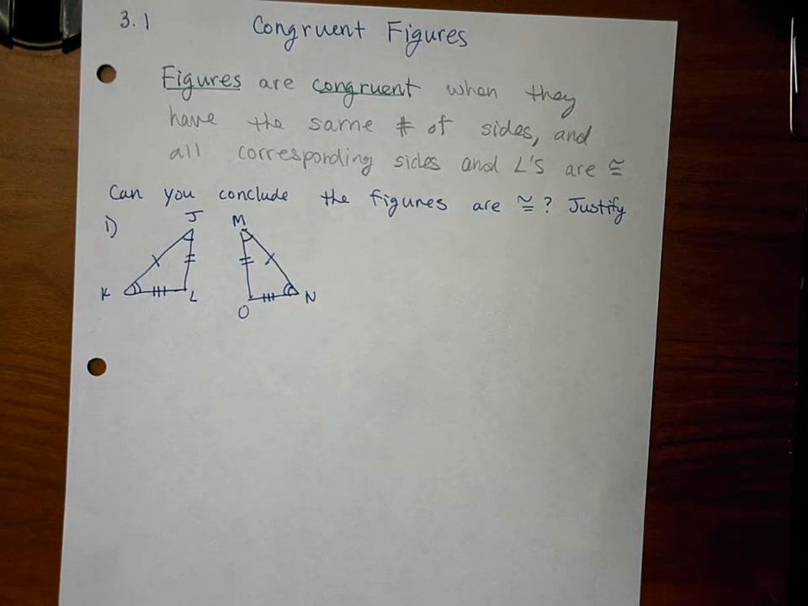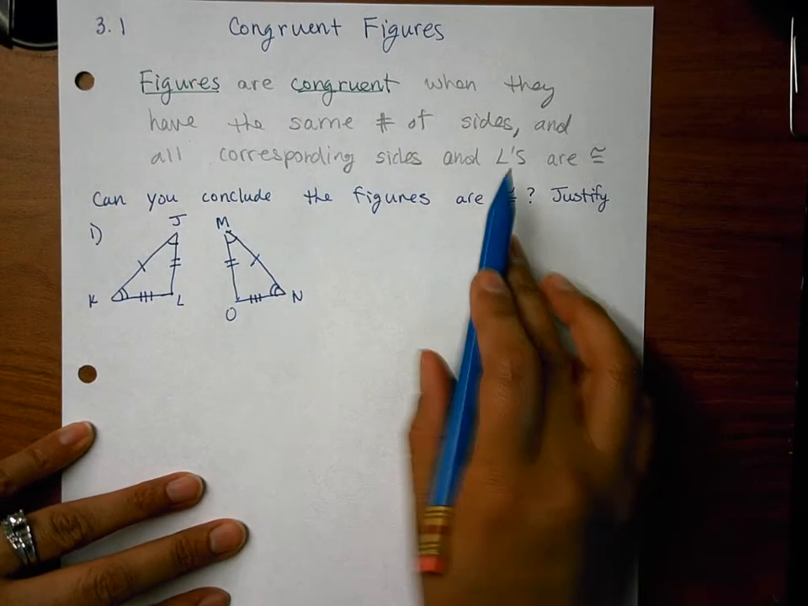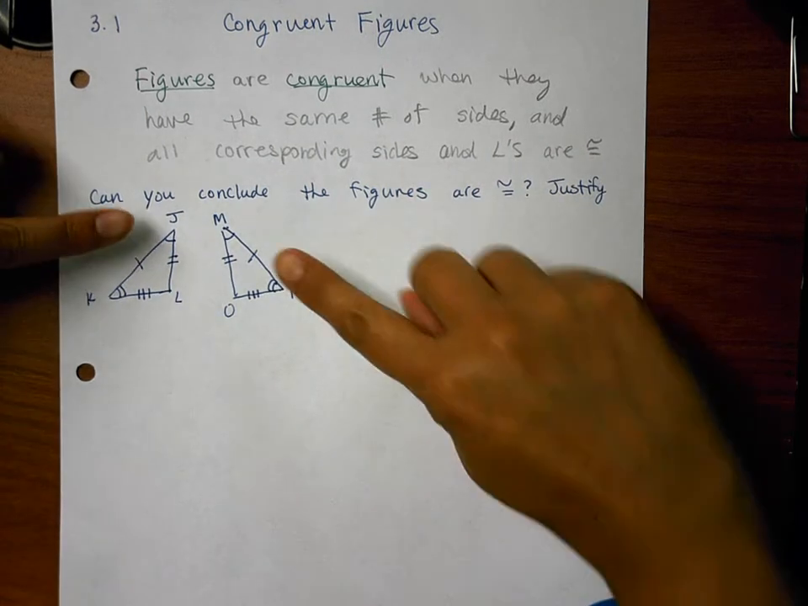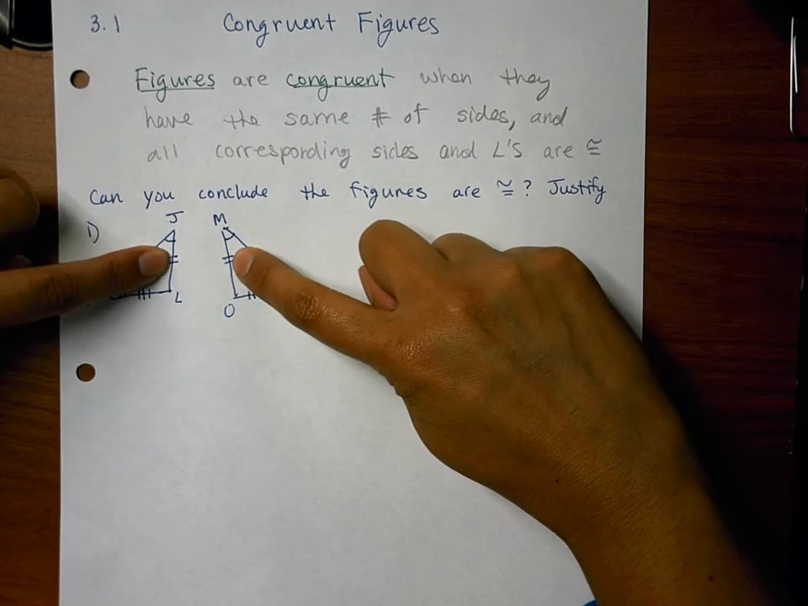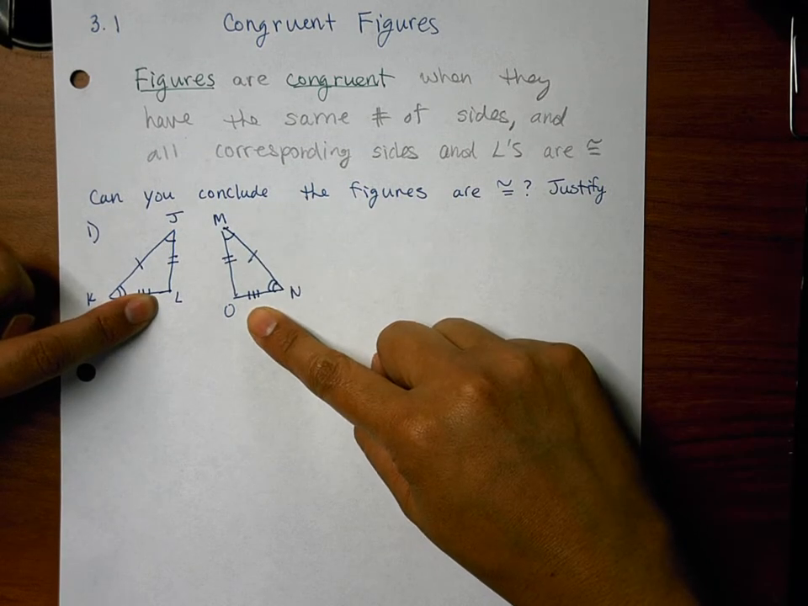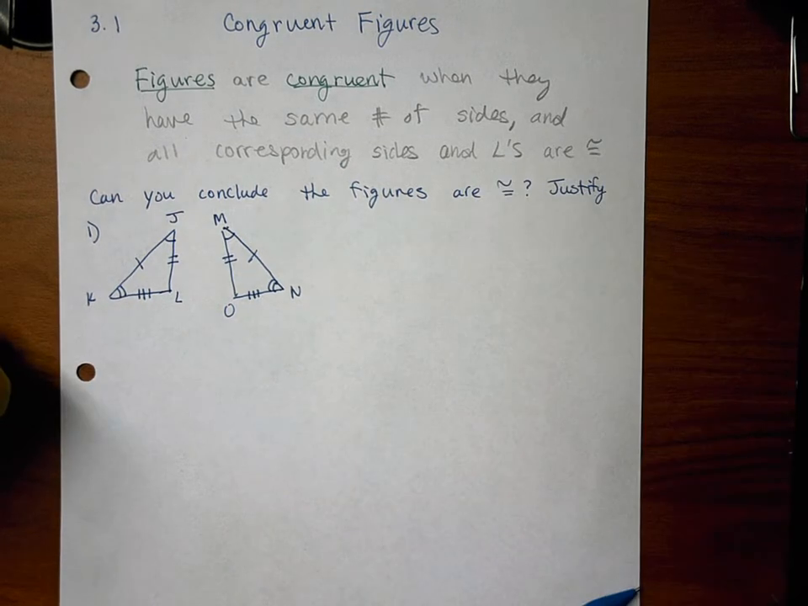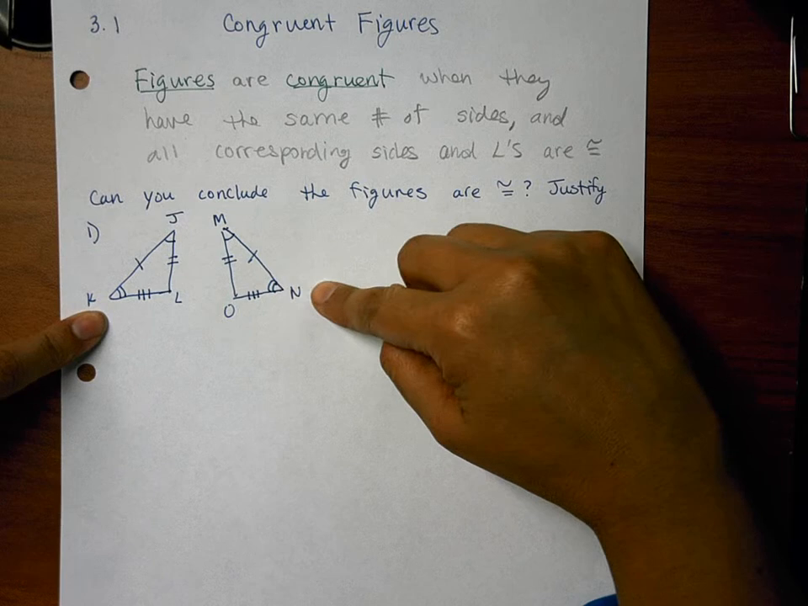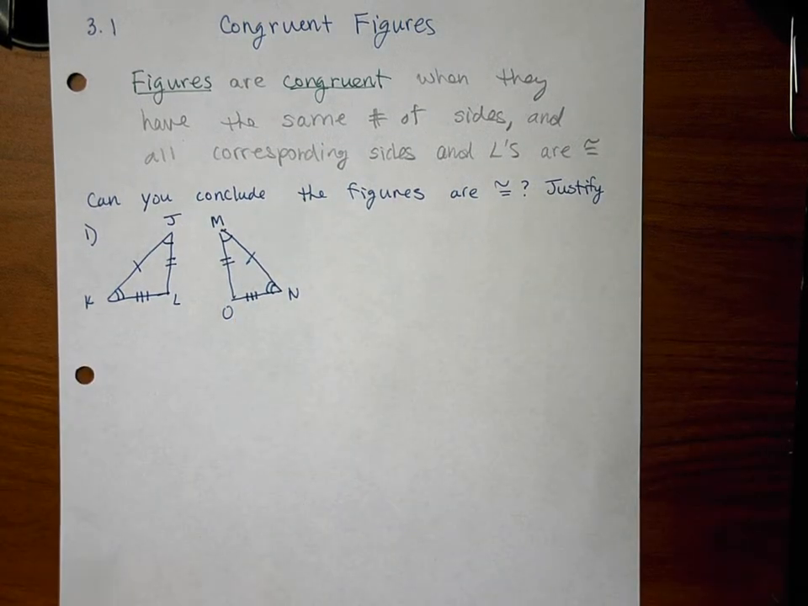Alright, so in order for these two triangles to be congruent, they need to have the same number of sides, which they do, and all corresponding sides and angles are congruent. These two sides are congruent, that's good. These two sides are congruent, that's good, and these two sides are congruent. The only thing we're missing is corresponding angles are also congruent. J and M are congruent, K and N are congruent, but it doesn't say anything about L and O. I will tell you this.